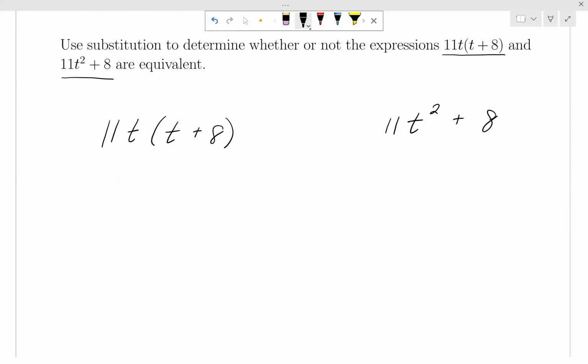So these two expressions are going to be equivalent if at every point that we plug in, we get the same number. So I'm going to pick a couple of different t's and test and see whether or not they're the same. If I pick t is equal to 0, t is equal to 1, and t is equal to 10, I should get the same number every time that I plug it into both of these.